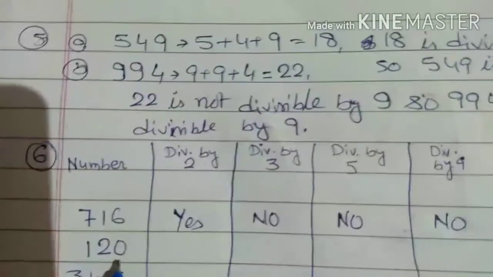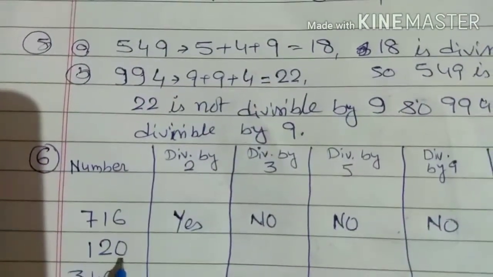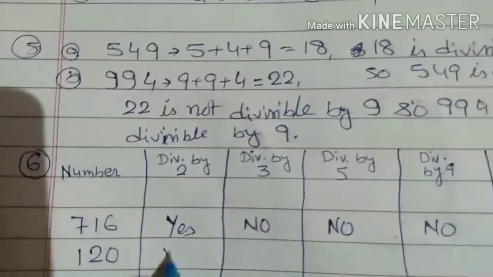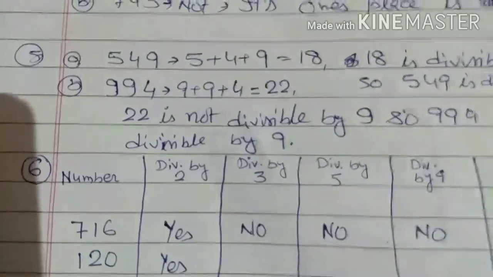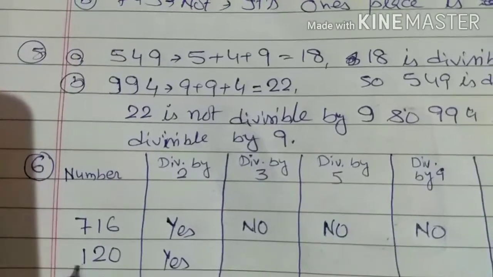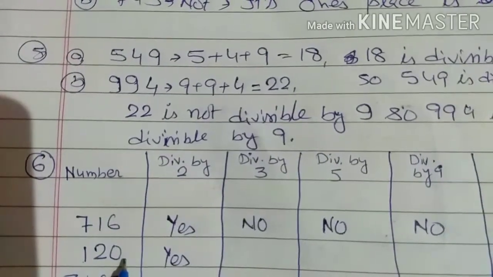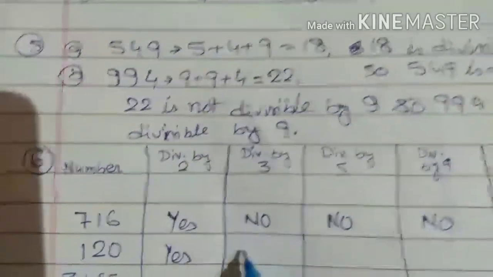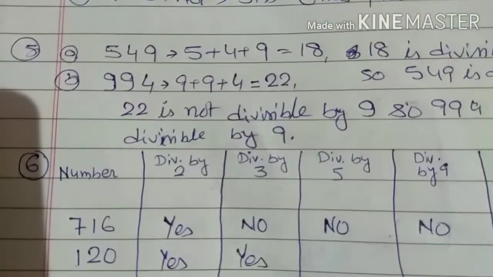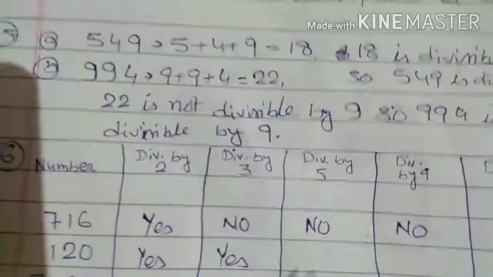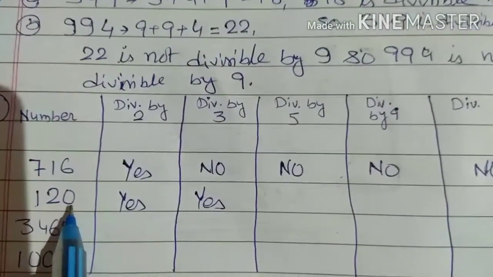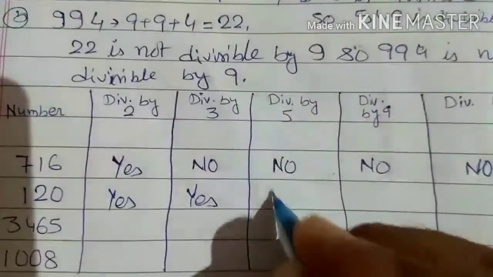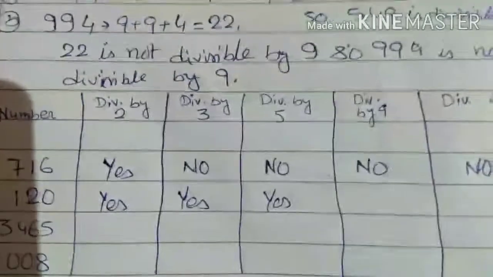Similarly, look here, its ones place is 0. So it is divisible by 2. 1 plus 2 is 3 plus 0 is 3. So 3 is divisible by 3. So this is also divisible by 3. Look here, for 5, its ones place is 0. So it's divisible by 5.